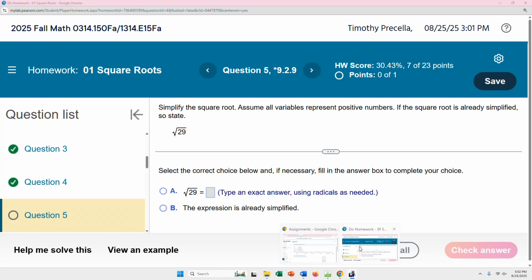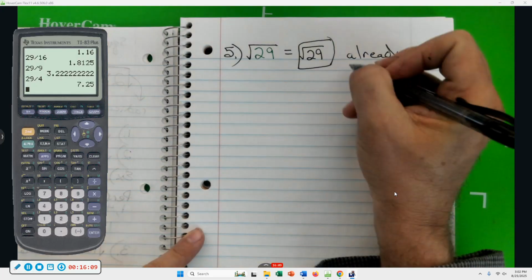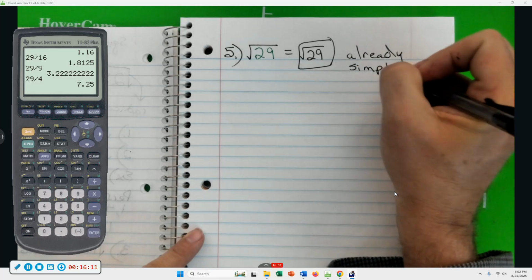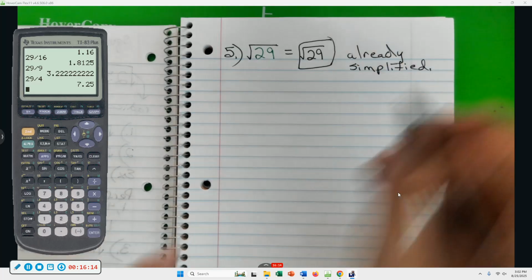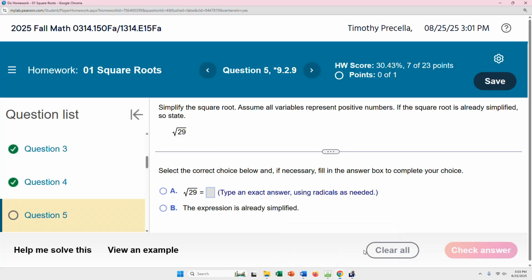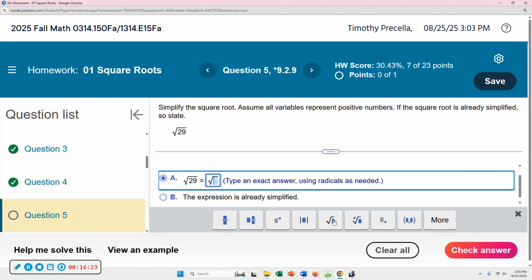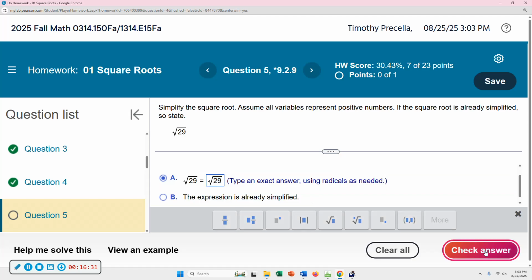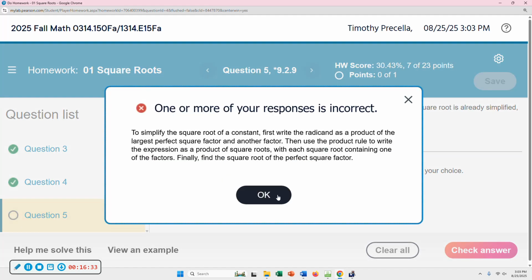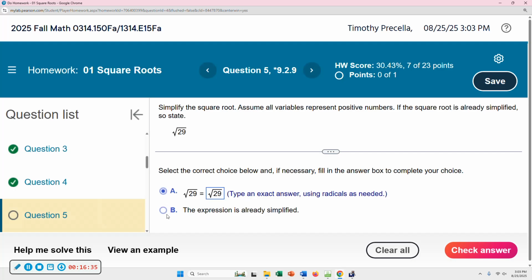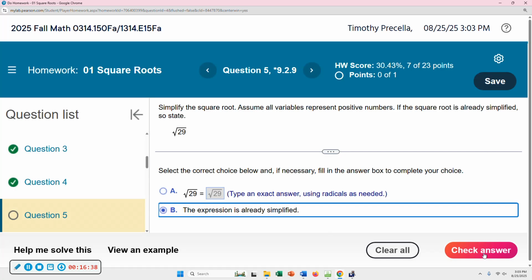Oh, I'm supposed to say is already simplified. Already simplified. You're right. You have to go to the problem and select the already simplified. I wonder if you wrote the square root of 29, would they take it? What do y'all think? If you just wrote the square root of 29 again, the square root of 29 is equal to the square root of 29. I think what they want you to do is already simplified. But let's see if they take this. No. All right. Oh, so wait. Select already simplified. There it is.